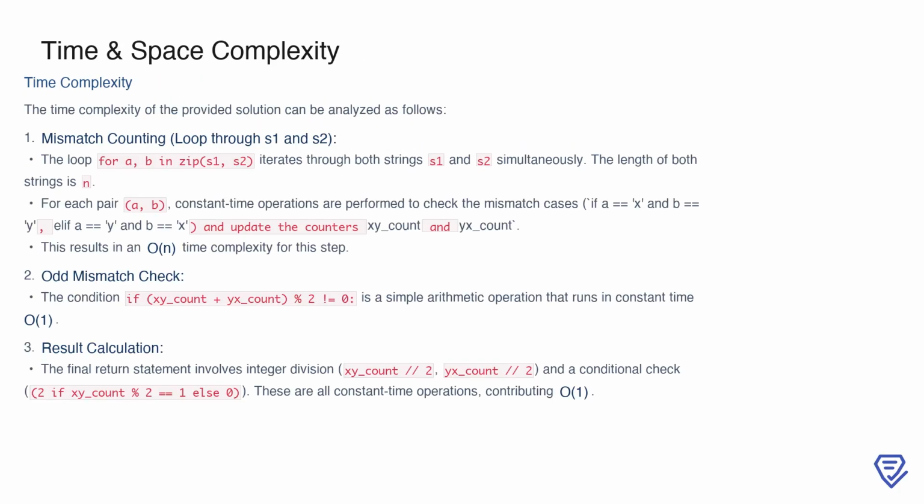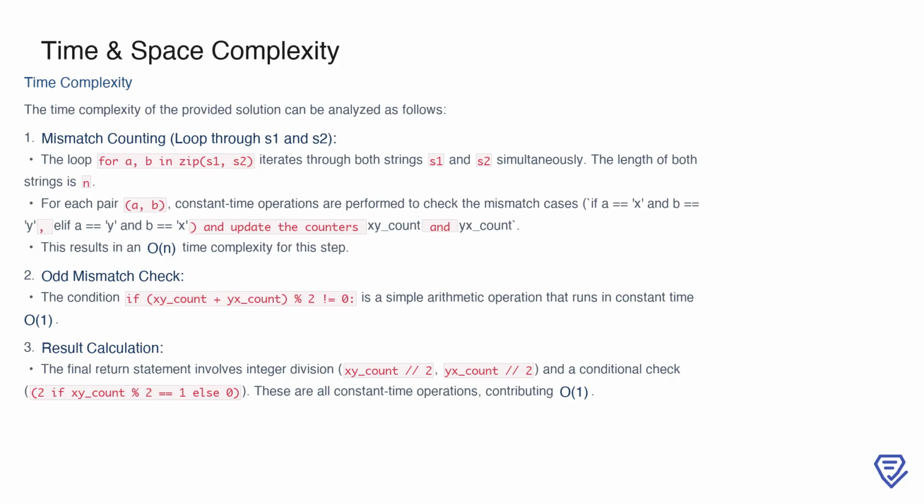To analyze the time complexity of the solution, let's start with the mismatch counting step. Here, we loop through the strings S1 and S2 using the zip function, which allows us to iterate over both strings simultaneously. Since the length of these strings is n, the loop runs n times. For each pair of characters, we perform constant time operations to check mismatch cases and update the counters XY_count and YX_count. This means the mismatch counting step has a time complexity of O(n).